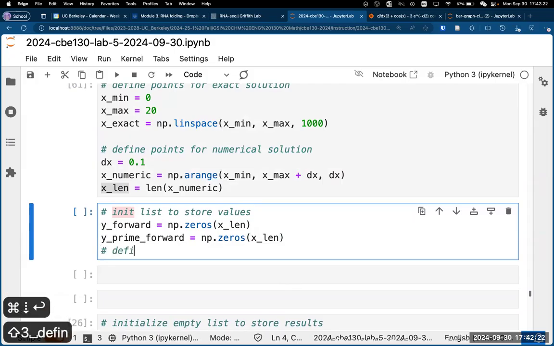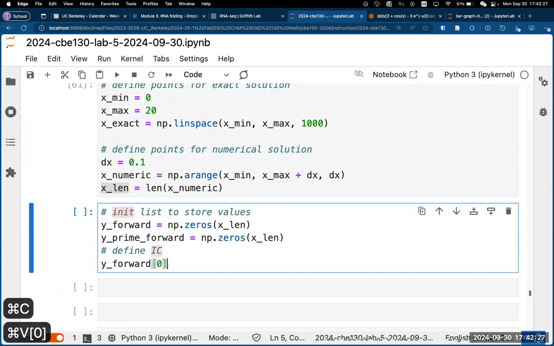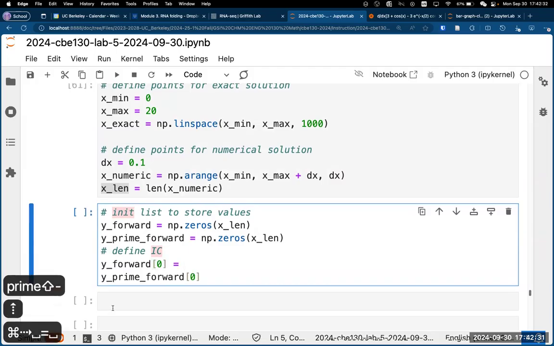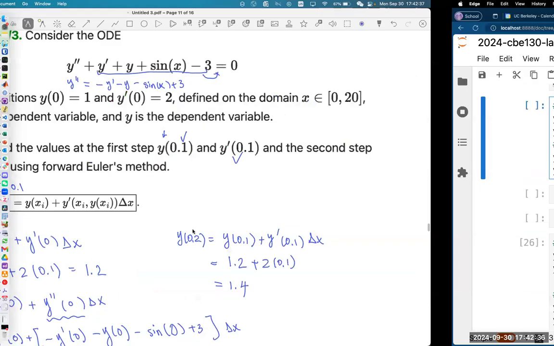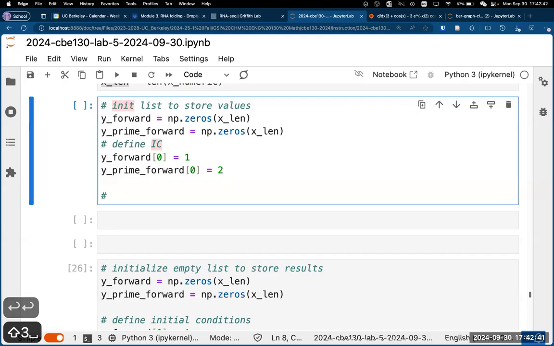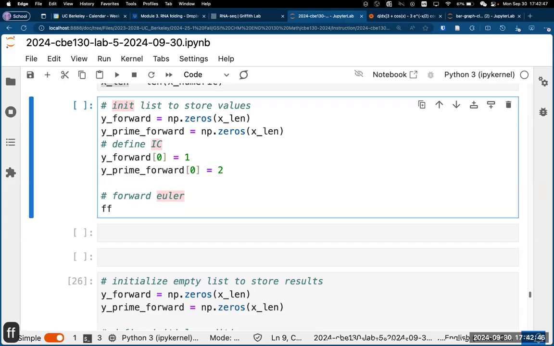Then we define initial conditions. So what's the first element of y forward and y prime forward? The initial condition was 1 and 2. So let's input that, 1 and 2. Then we do forward Euler. But this time we do it twice because we have the original function and the derivative. So for I in range, the length of x minus 1 because we don't want to overflow.